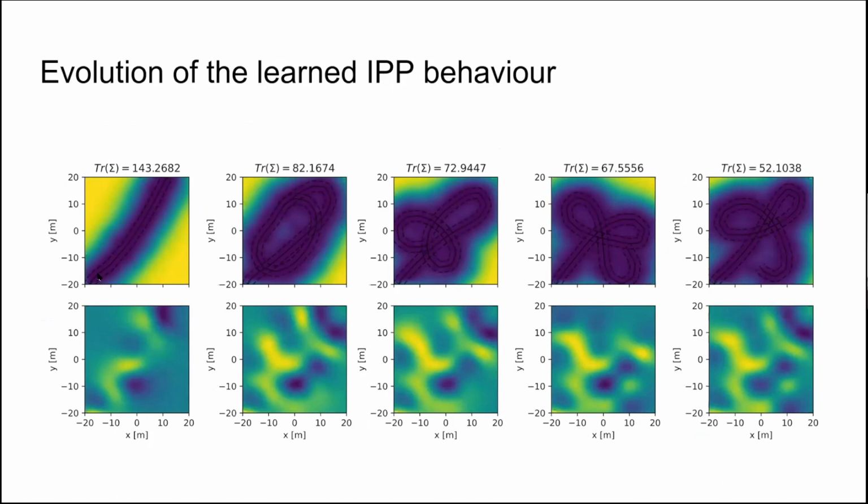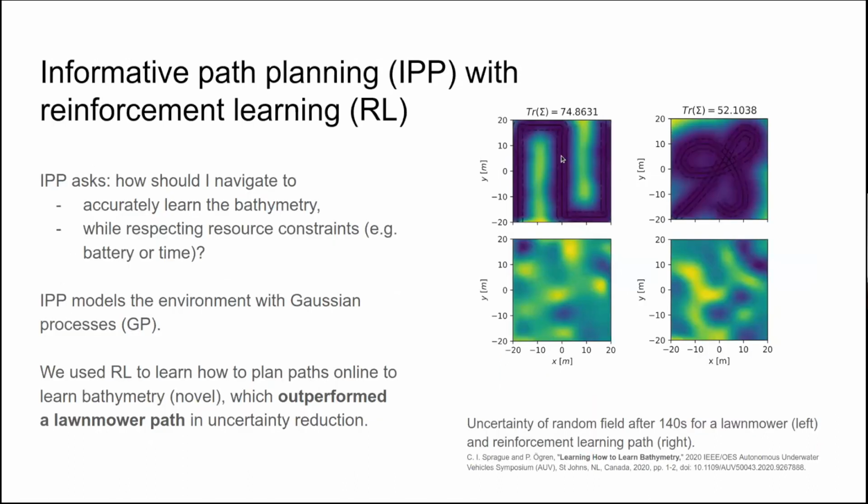So basically, our policy learns what the optimal behavior is to map an area to some certainty, and it actually outperformed a lawnmower path. So this number up here is just the uncertainty of the map. So the reinforcement learning policy outperformed the lawnmower.